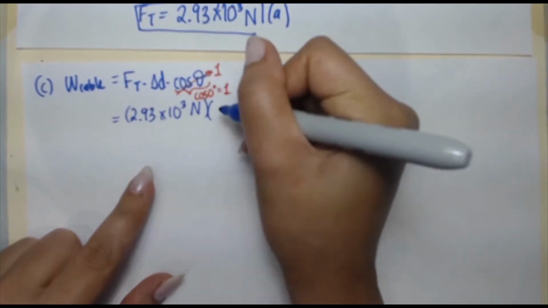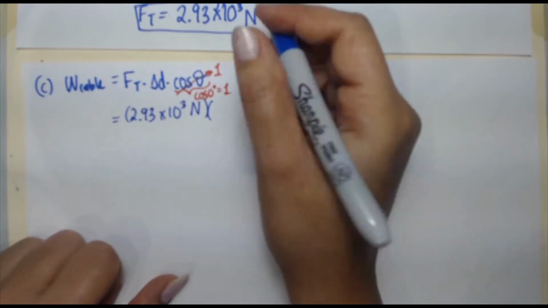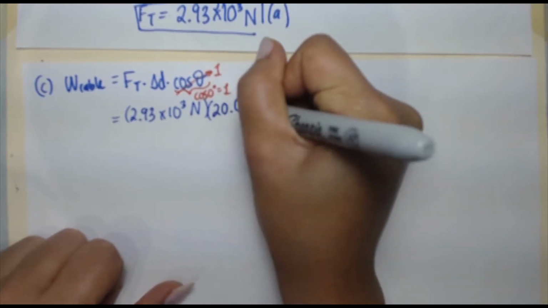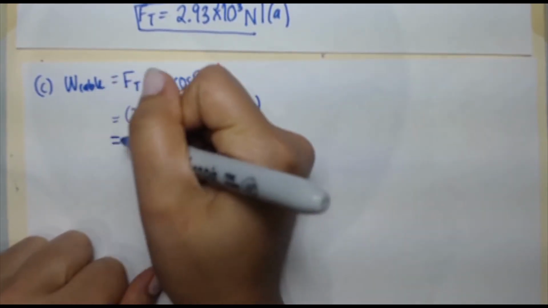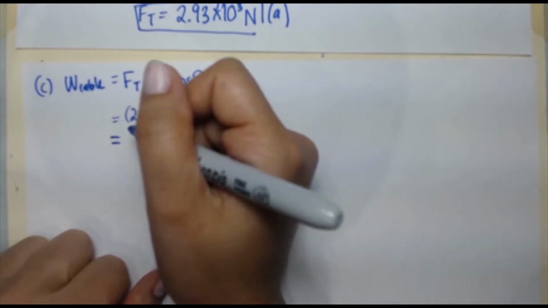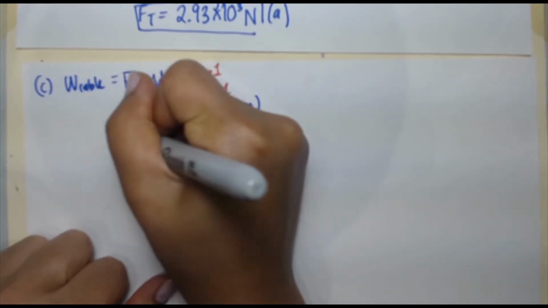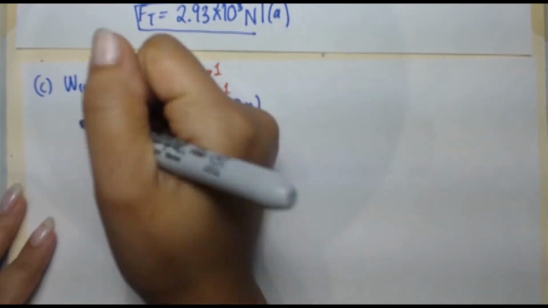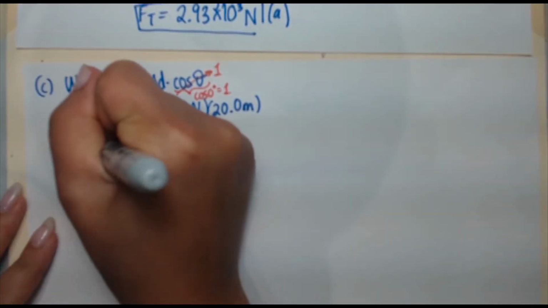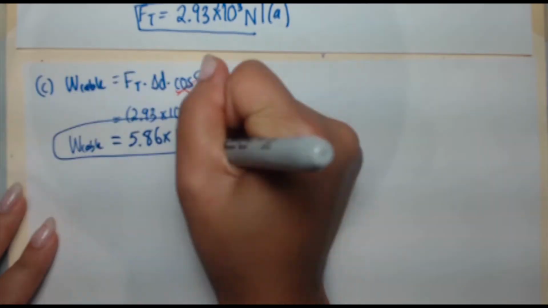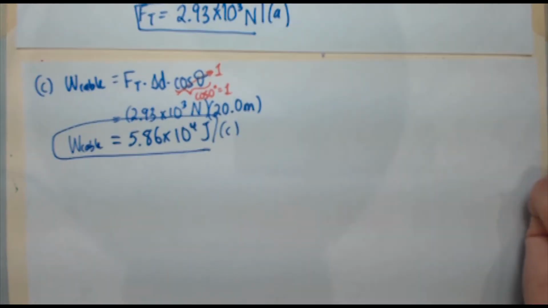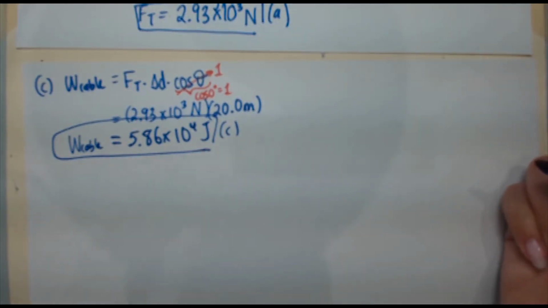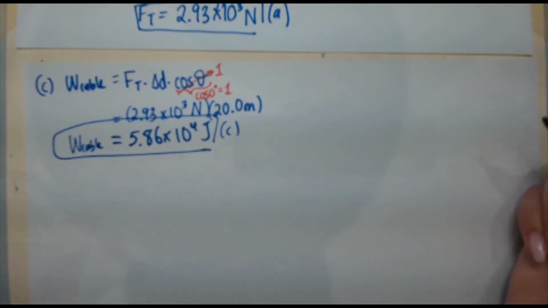And all you have to do is put in the displacement, and it's going up 20.0 meters. Multiply those two numbers together, and you are going to get 5.86 times 10 to the 4 joules. So that is your work done by the cable on the load. So there's your answer to part C. So you can see it's not too bad. It's a 5-part question, but it goes by pretty fast.